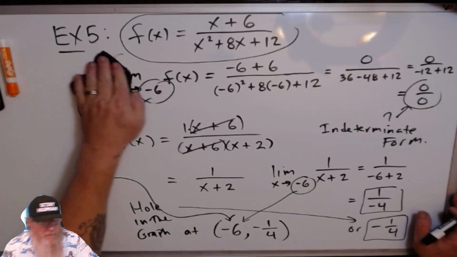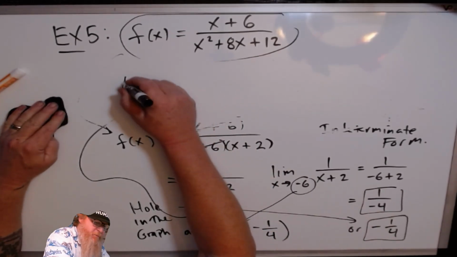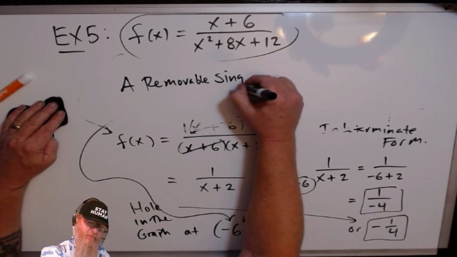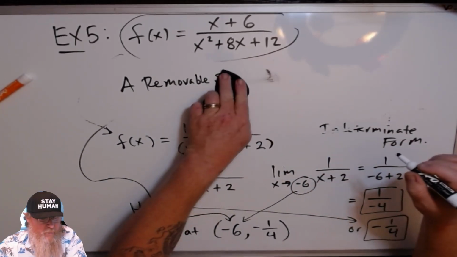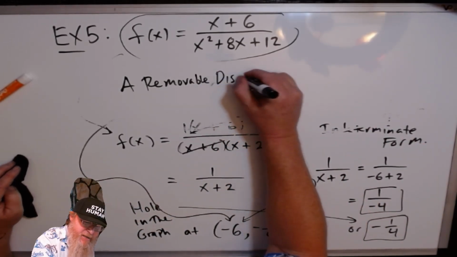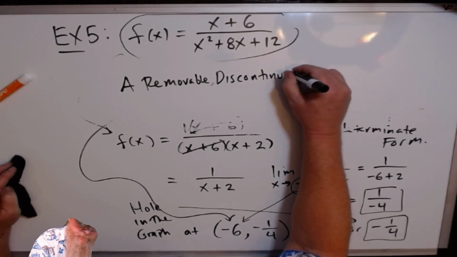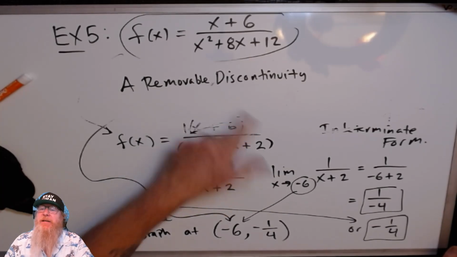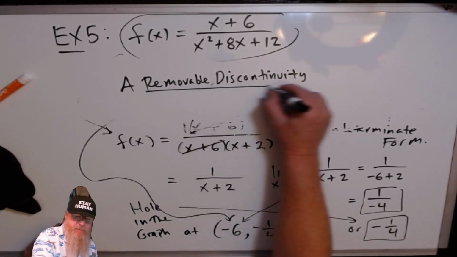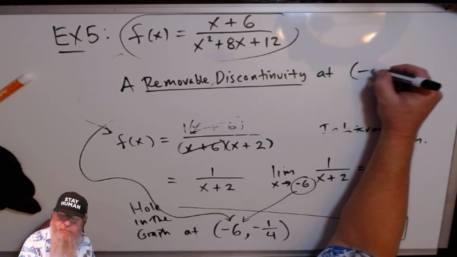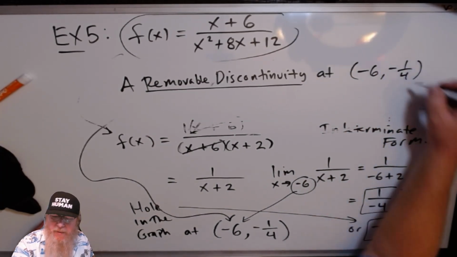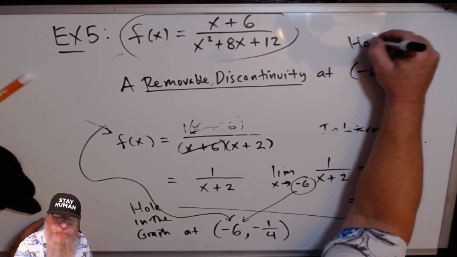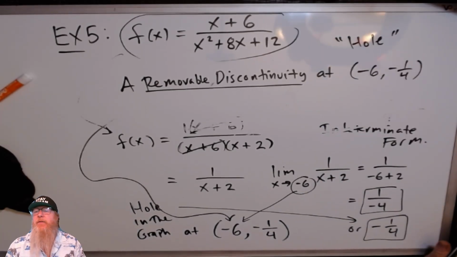The official name of this is a removable singularity. Or a removable, I'll use the language that we have in our book, discontinuity. Singularity means it's a single point. Discontinuity means it's a break. So this is the language that I'm using. You'll sometimes hear me say singularity, but I'm going to write a removable discontinuity. In other words, a hole in the graph.